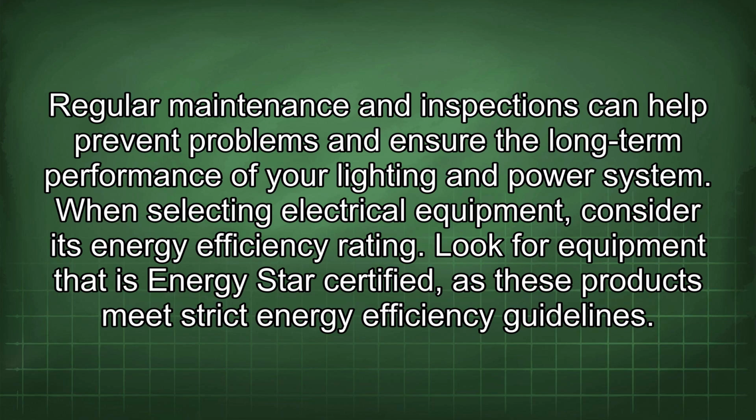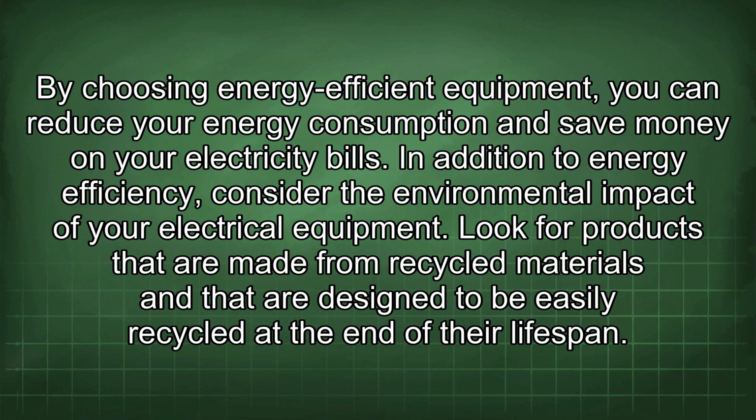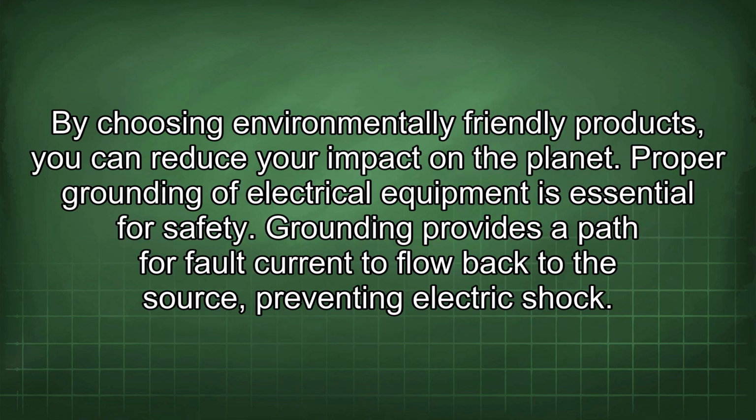When selecting electrical equipment, consider its energy efficiency rating. Look for equipment that is Energy Star certified, as these products meet strict energy efficiency guidelines. By choosing energy-efficient equipment, you can reduce your energy consumption and save money on your electricity bills. In addition to energy efficiency, consider the environmental impact of your electrical equipment. Look for products that are made from recycled materials and that are designed to be easily recycled at the end of their lifespan. By choosing environmentally friendly products, you can reduce your impact on the planet.